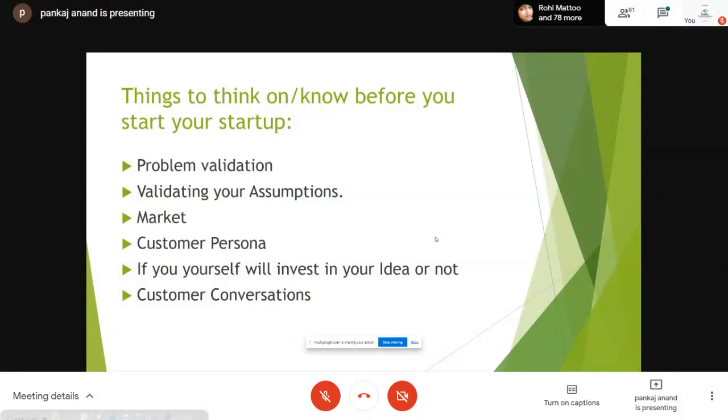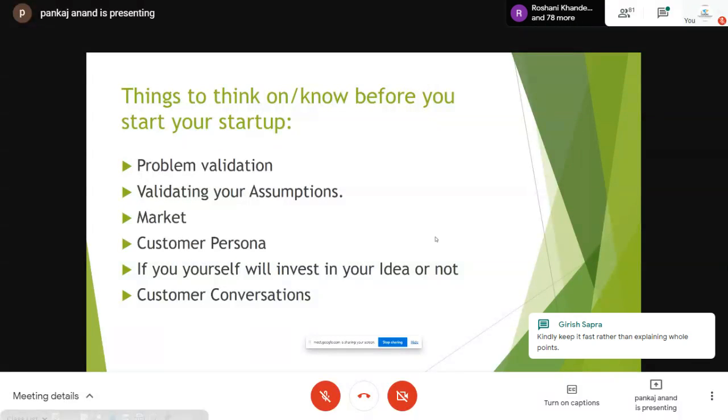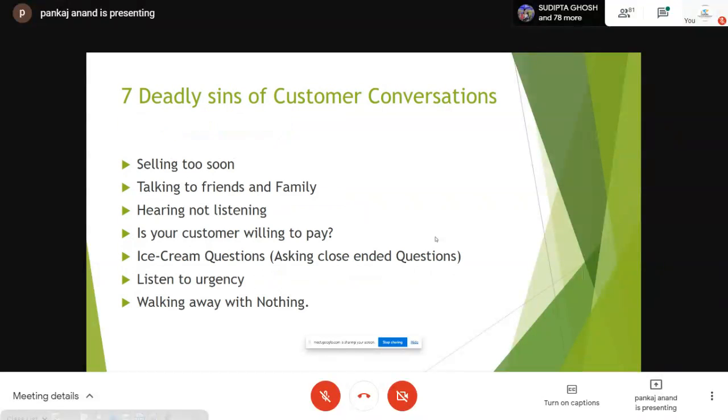Then comes the customer conversation. How are you actually going to talk to your customers? What are the templates that you will work upon before going to your customer?